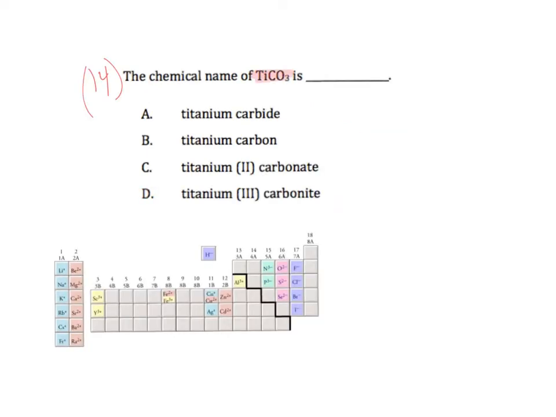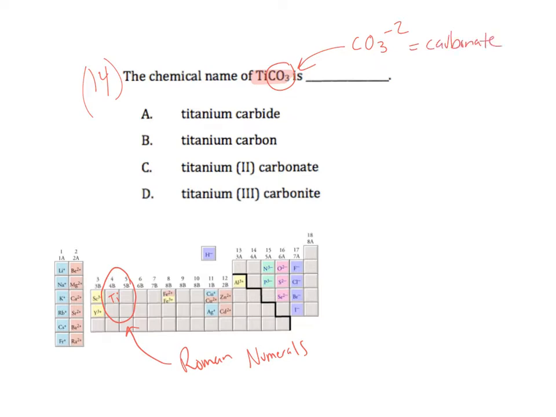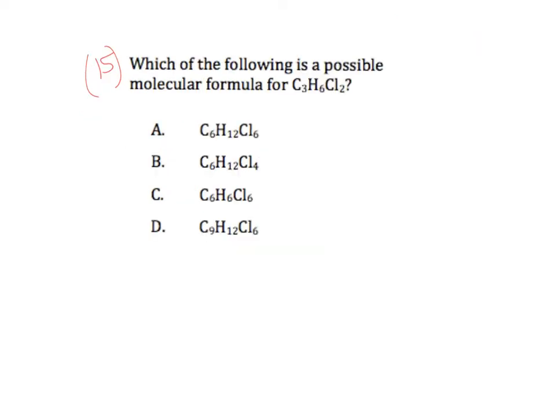Give the name for TiCO3. Ti is in the middle of the periodic table. This is a transition metal. Remember, these metals are special because you have to use Roman numerals when you are giving the charge, because they can have more than one charge. CO3, I hope you recognize it. CO3 2-. You should know that this is carbonate, something you should have memorized. So Ti is titanium, CO3 is carbonate. The answer is C.